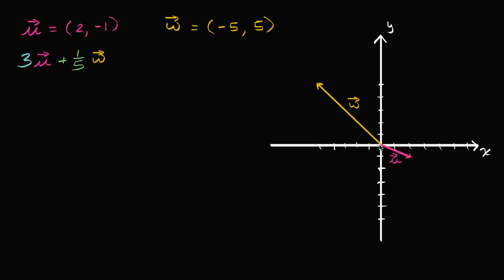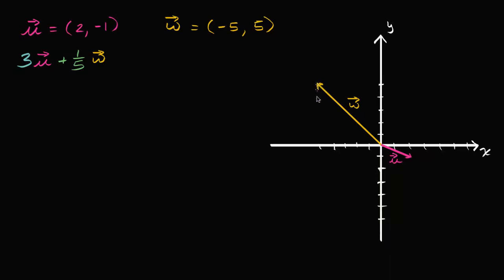And for vector w, it's (-5, 5). So its x component is -5. So if we start at the origin, we would move 5 to the left, and its y component is +5. So we would move 5 up then to get to the head of the vector, or to get to the terminal point.